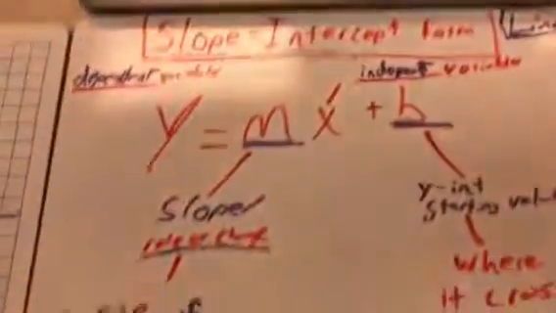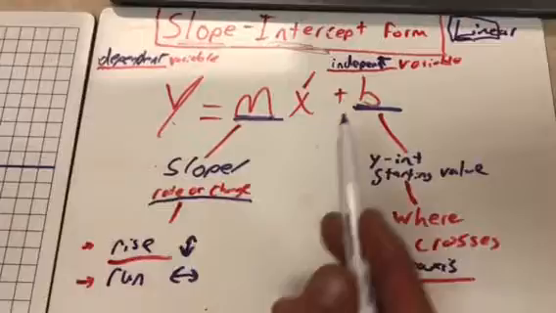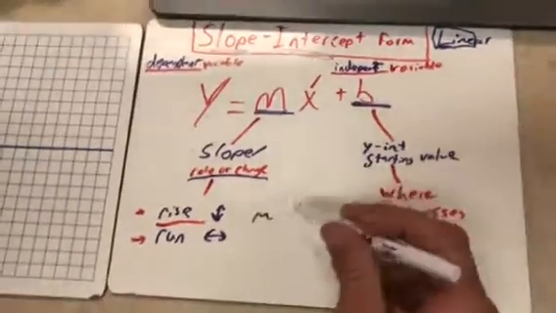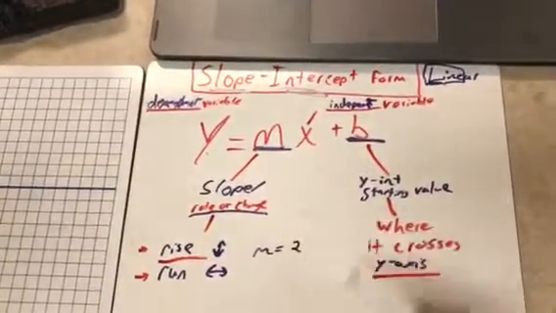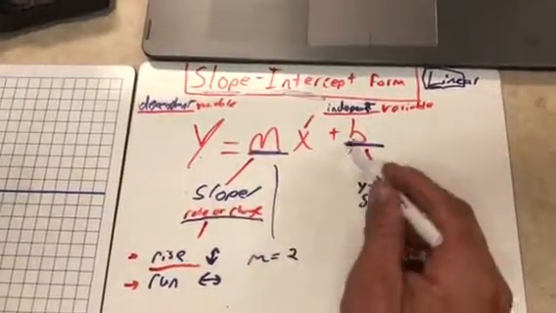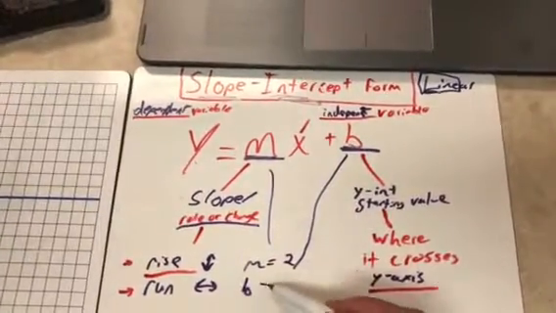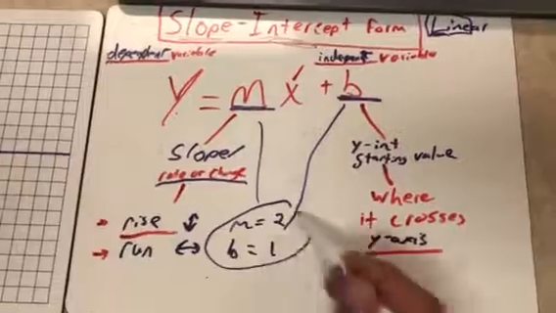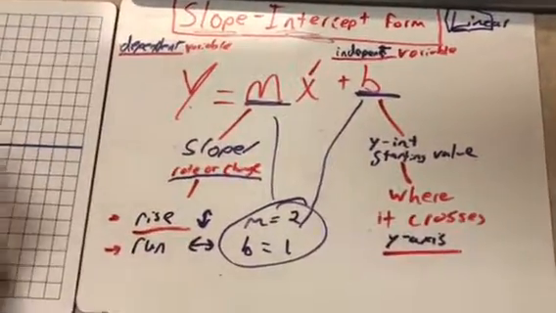So if I look over here, what is my m going to be? My m is going to be $2 per week, so my m is 2. And then what's my b going to be? My b is going to be $1 because that was my starting value. I hope that makes sense. If it doesn't, talk to your teacher.